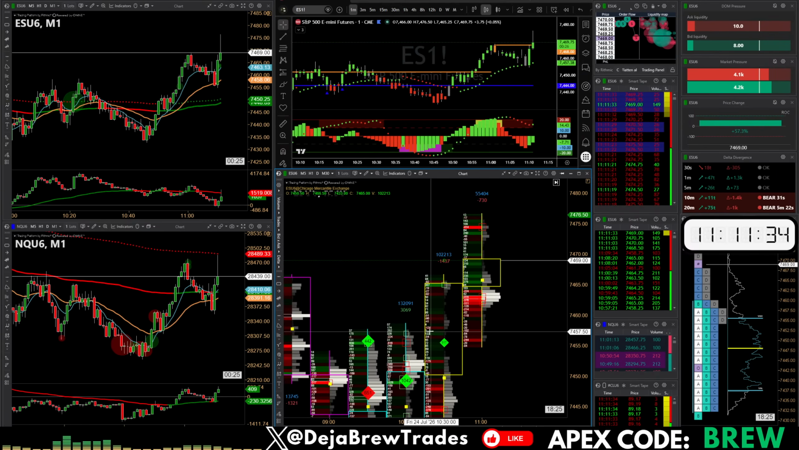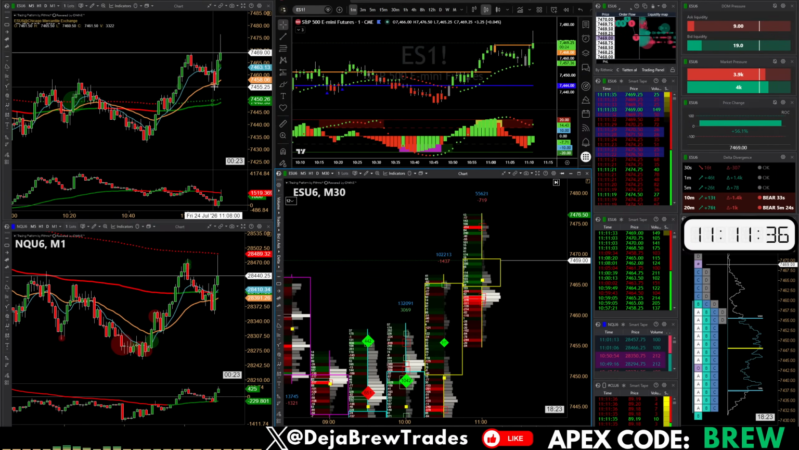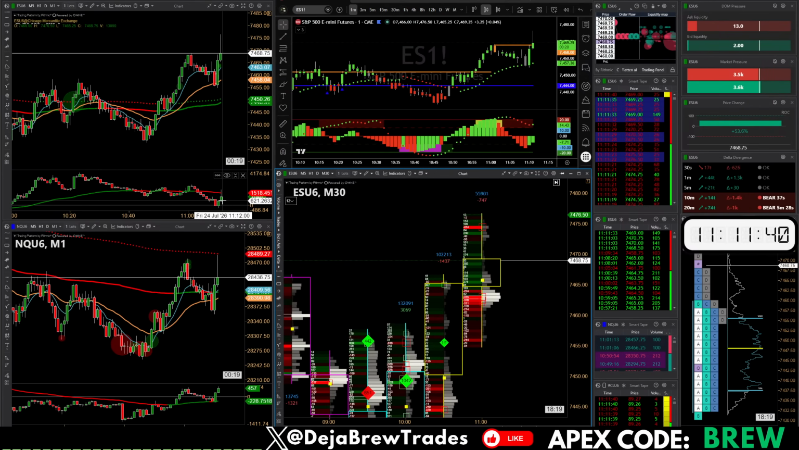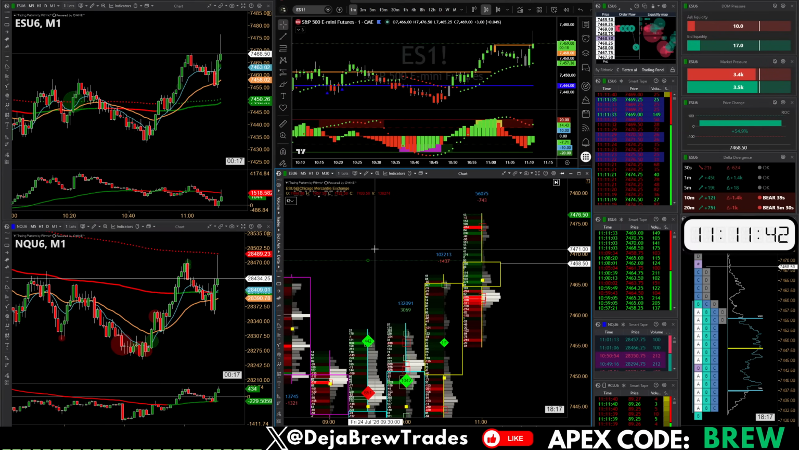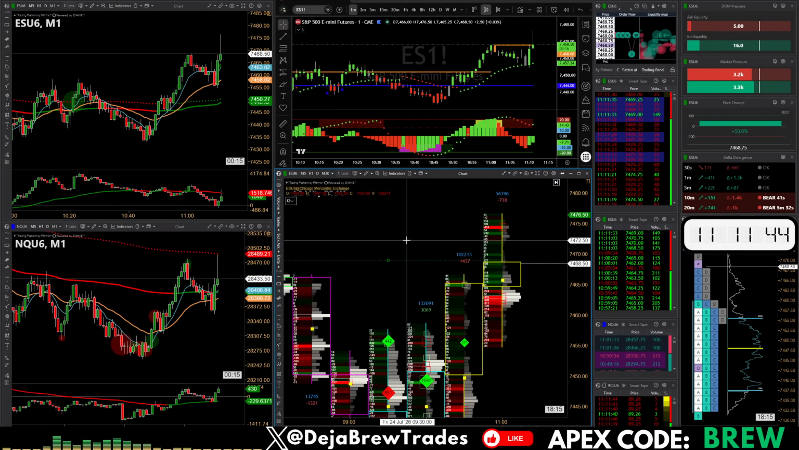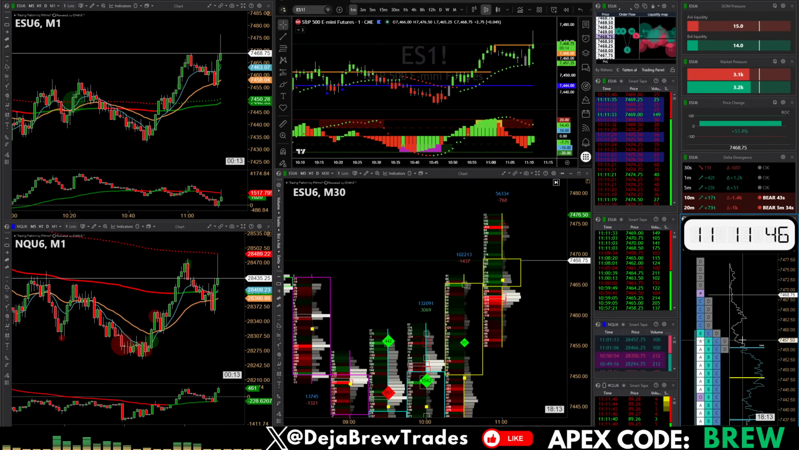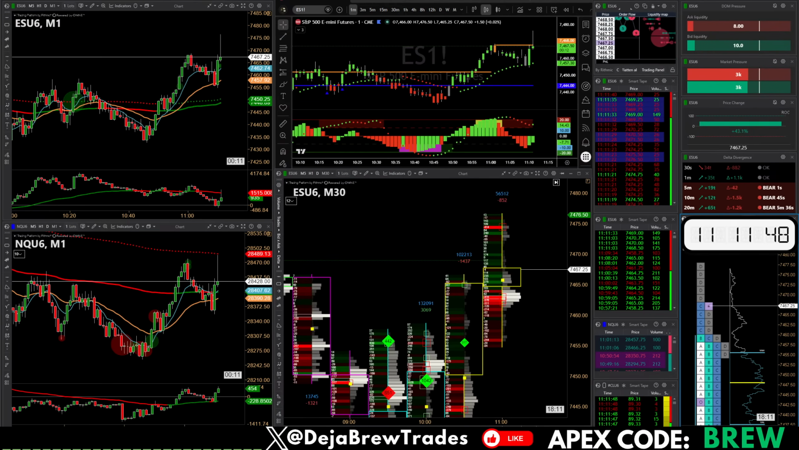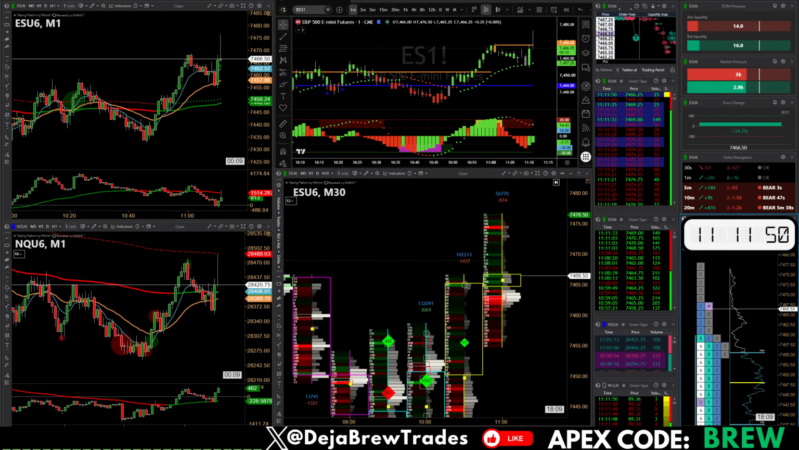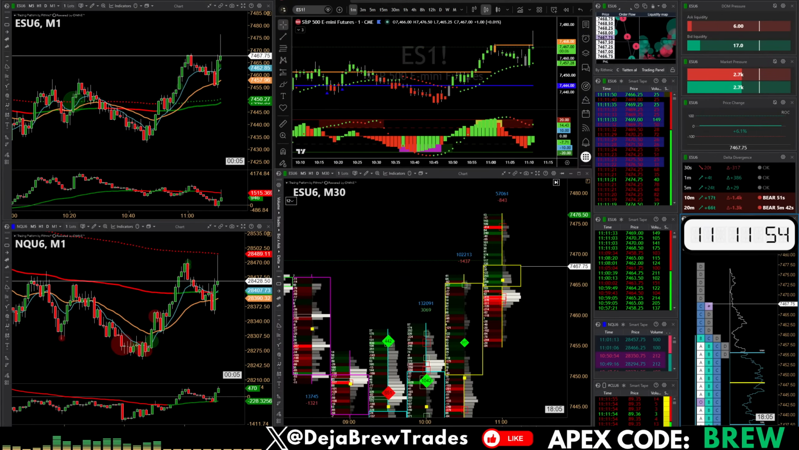Okay, once again, you're seeing that power of the trend, right? The EMAs are still pushing you in a one-directional fashion, not a mean reversion. You tapped that VWAP damn near perfectly.